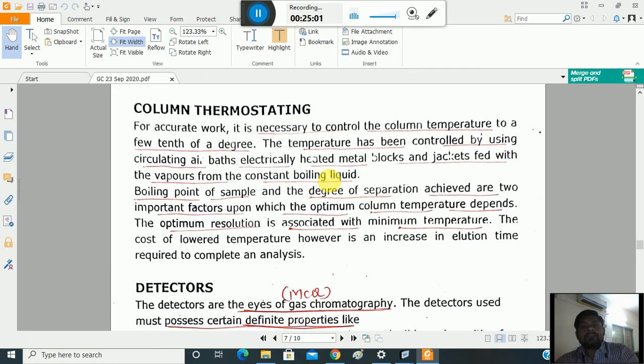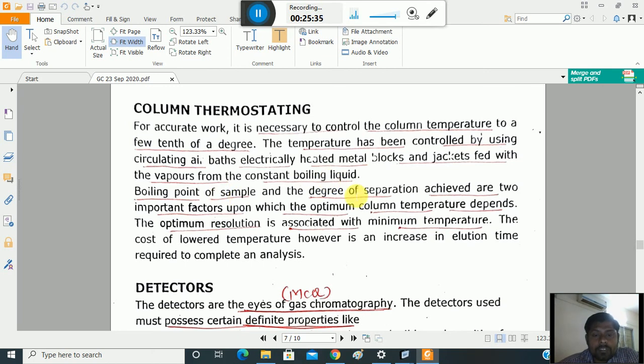That means the column and detectors are surrounded by a jacket, and through that jacket the vapor of a solvent continuously flows, or some metal blocks surround that detector system. When those blocks are electrically heated, the temperature of the blocks rises, and that maintains the constant temperature of that assembly, that means the column and detector system. That is the thermostating of a column.